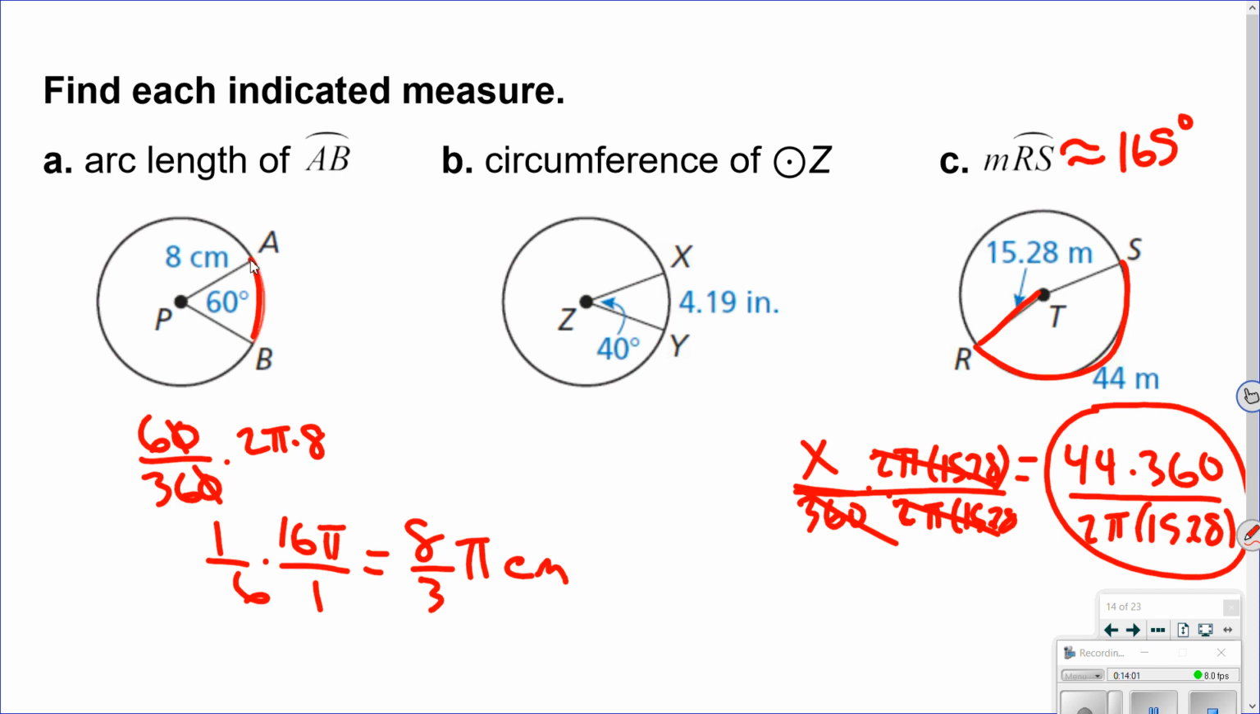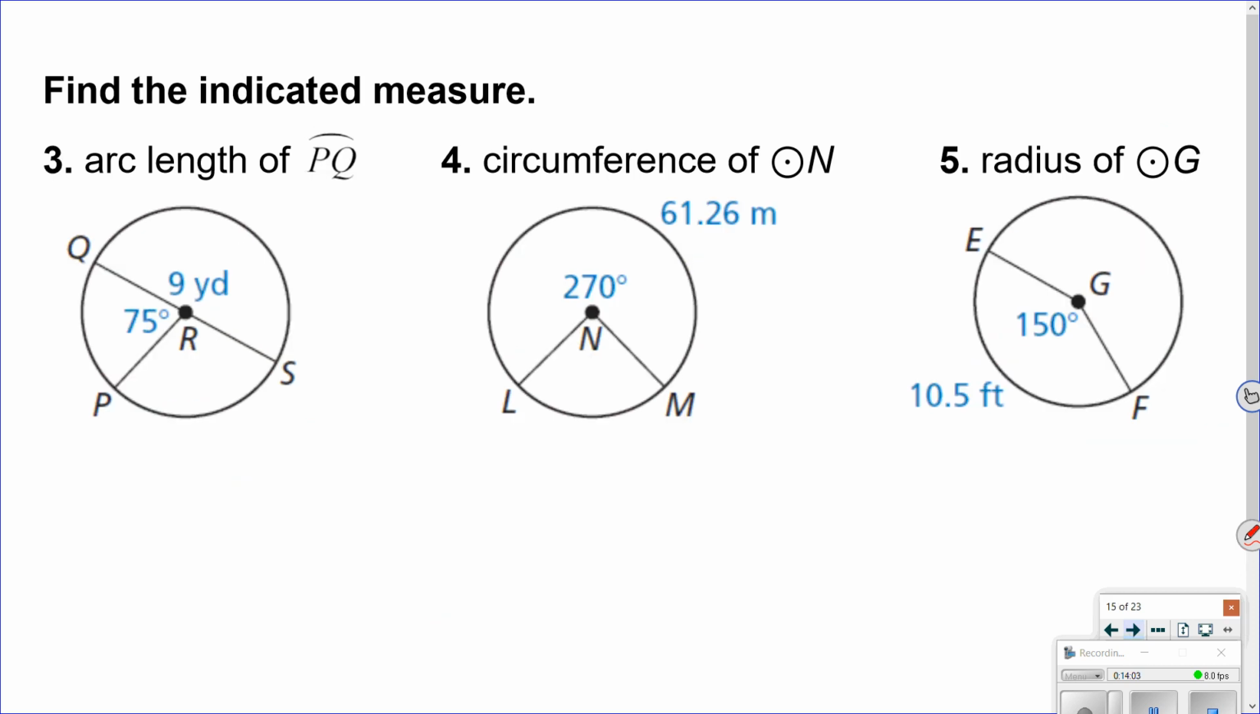Hey, I want you guys to pause this and try these 3 problems, and then I'll give you the answers real quick, and then we'll move on from there. Okay, so for number 3, you want to find the length of the arc PQ. We would go 75 over 360 times 2 pi r. Be careful, I'm pretty sure that 9 is referring to the entire diameter, so we have to take 4.5, which is the radius.